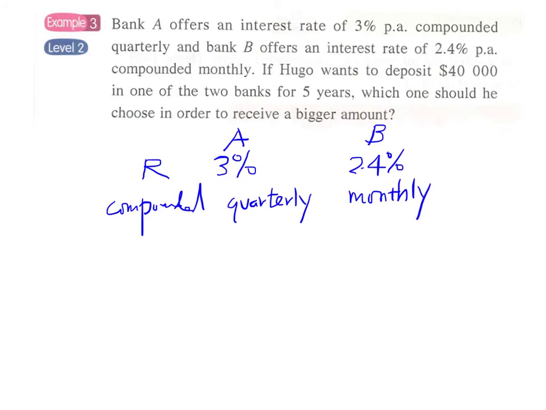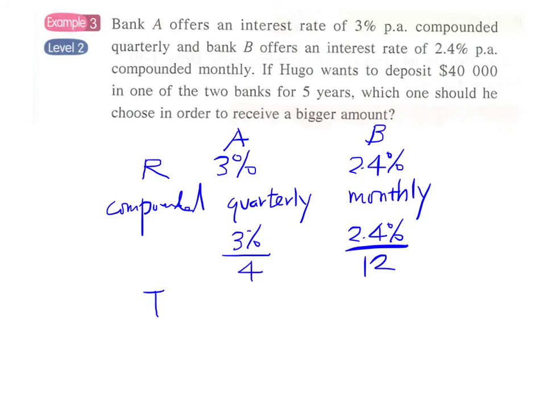So we have to readjust the interest rate so that for Bank A, we have 3% PA, and then we should divide it by 4. So this 3% over 4 is the interest rate in each interval. That is 3 months. And for Bank B, the interest rate should be adjusted by dividing 2.4% by 12, since in each interval, there is only 1 month involved. And the total time will be 5 years.